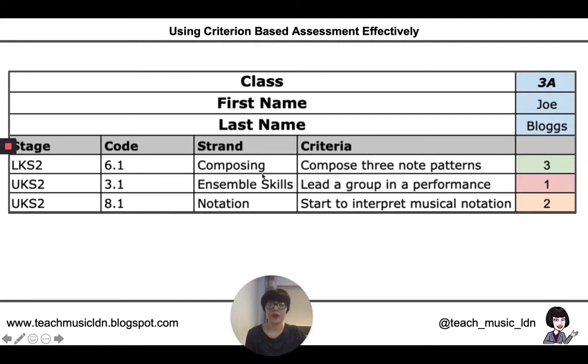I've organised my criteria into strands just to make it easier for my own planning purposes, to make sure I know what I'm covering, but that is just a personal preference.